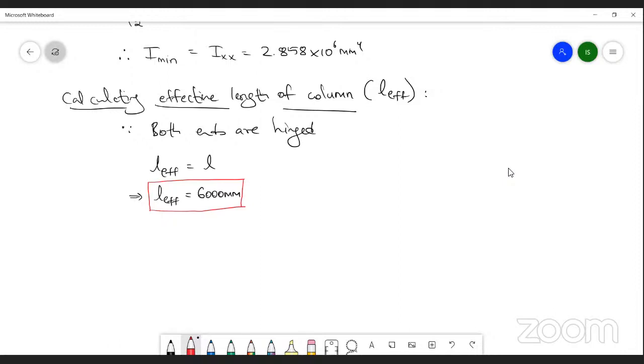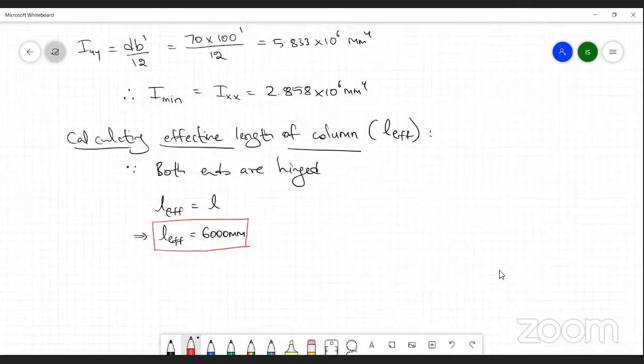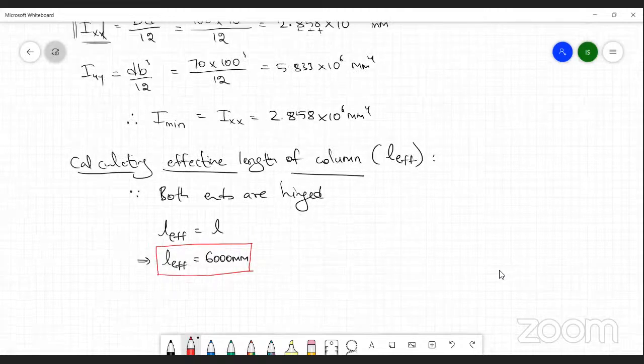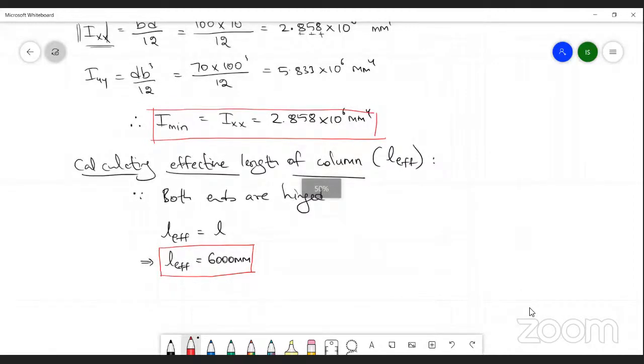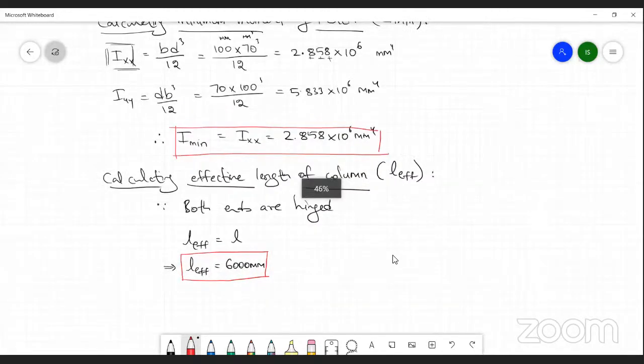Now we have L effective, we have I minimum, and in the question they have already mentioned what E is. Now let's substitute it back into the formula.